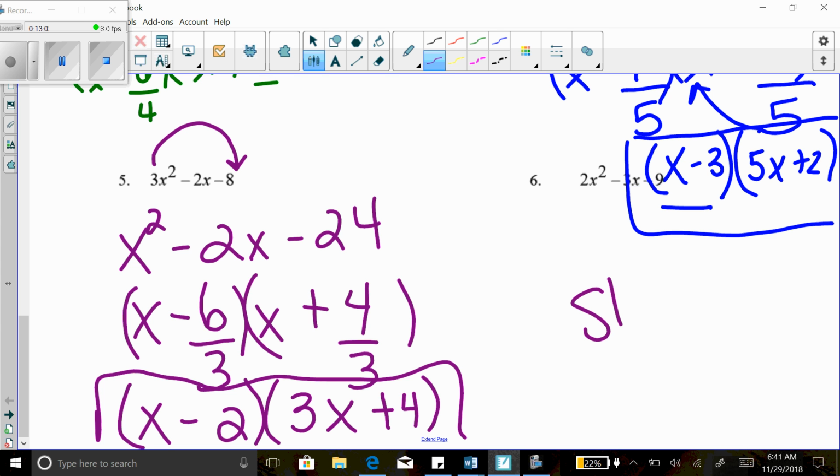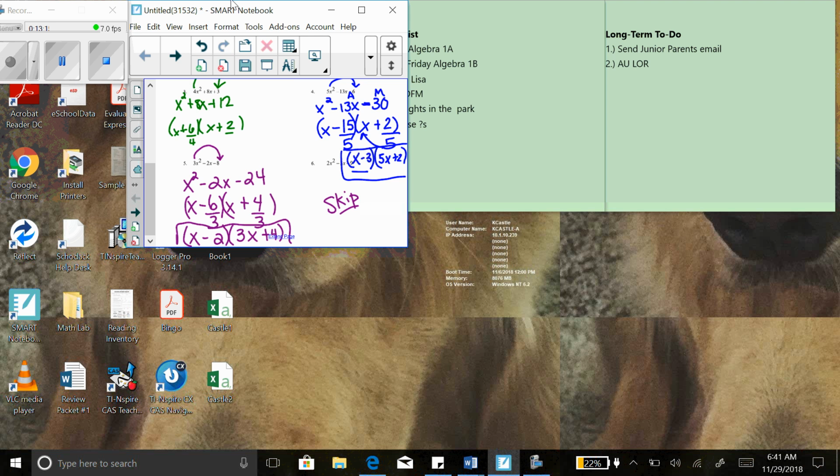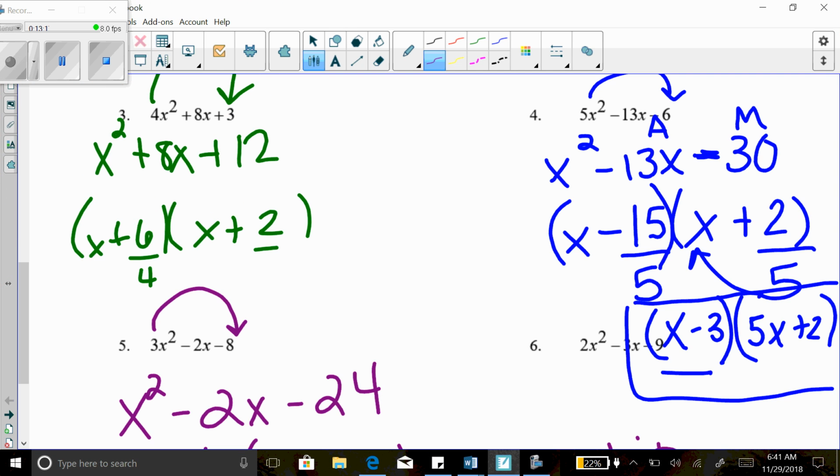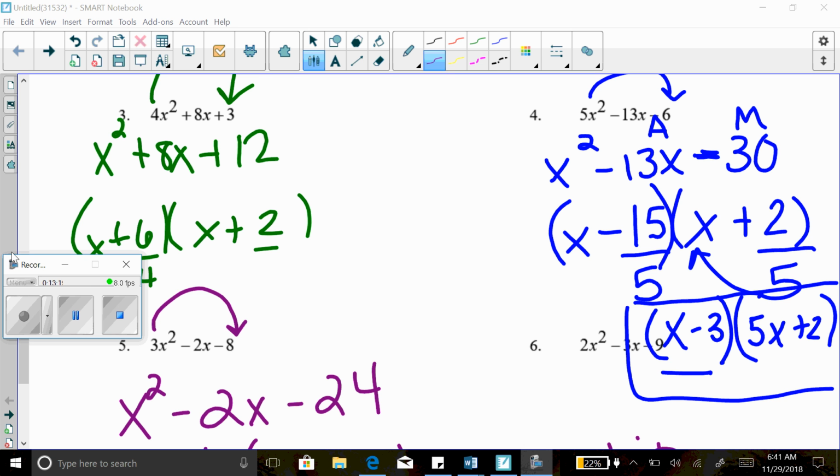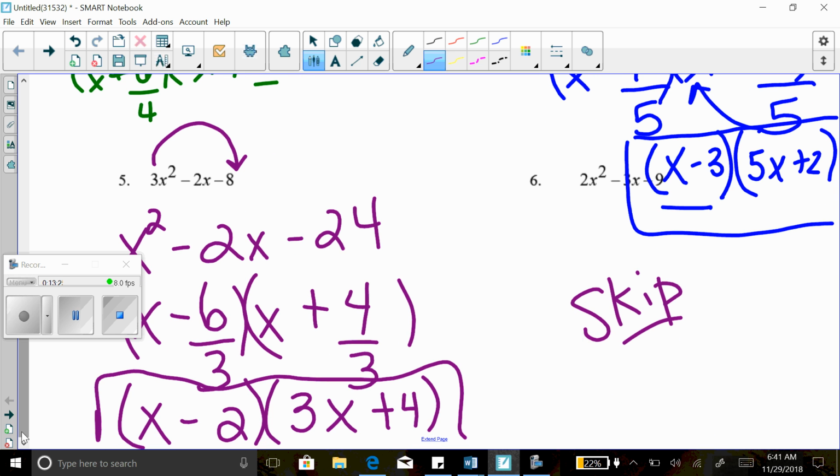Let's skip 6 for now, and let's jump to the back because those problems are a little bit trickier, and I want to make sure we do a few of them together before you go off and do your classwork. So the classwork is going to be a review of some Regents questions, and then also factoring. And it's going to be a mix of slide and divide, and it's going to be some of the x squared problems.